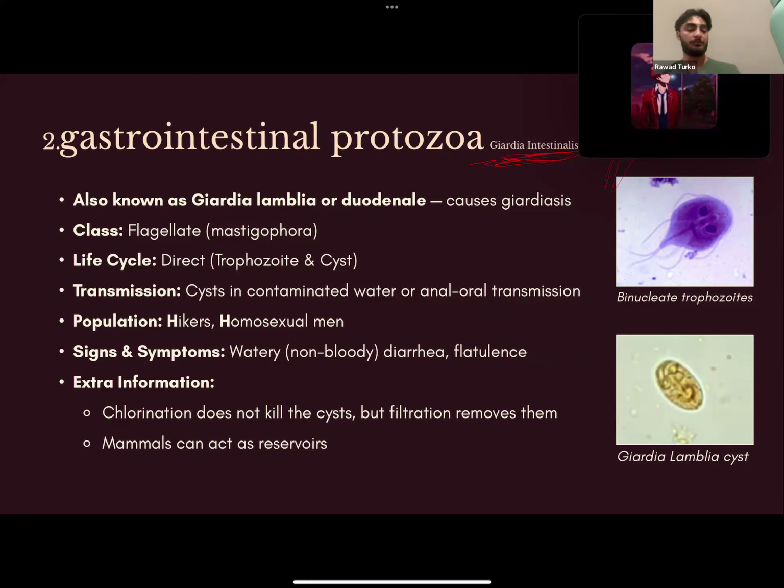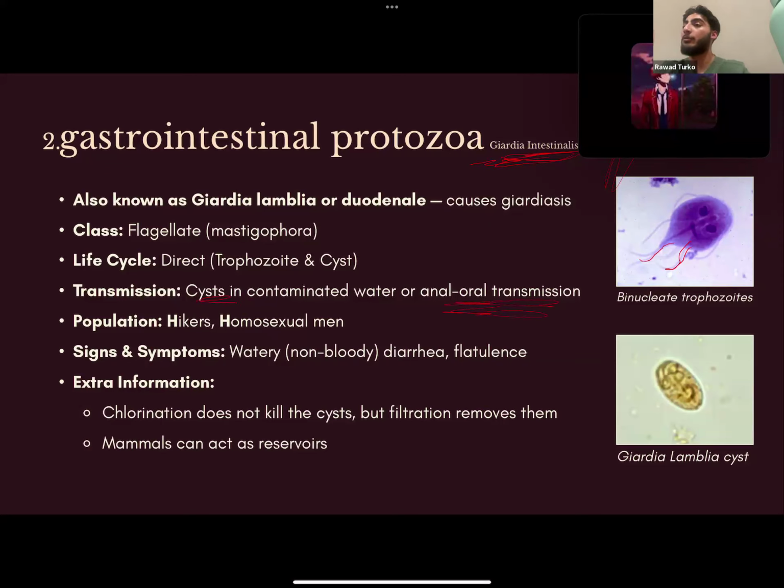So Giardia lamblia. The class is flagellate. You can see these little extensions going out from the trophozoite. These are flagella, so this is a flagellate. Another name for flagellate would be Mastigophora. The life cycle is direct. That means it doesn't have another host. It just has the host, which is the human. And how is it transmitted? It's transmitted through cysts in contaminated water or anal-oral transmission.